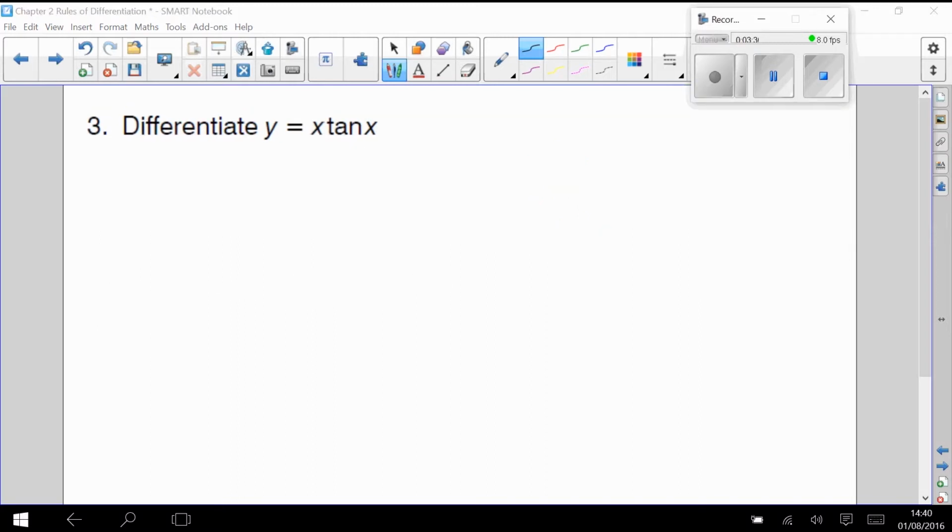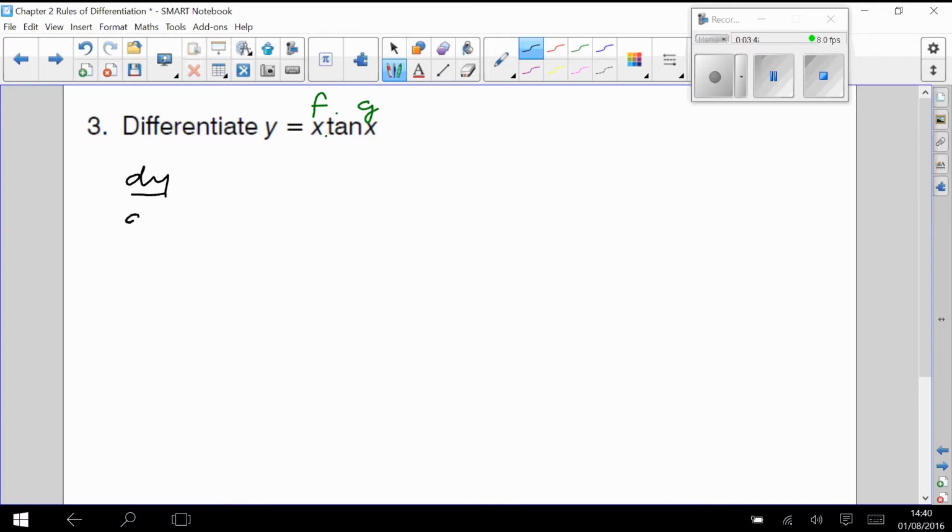Before starting to differentiate this function, I can see that it's a product function. The x is my first function, and tan x is my second function. So I multiply f times g. Using the product rule, I'm going to continue as follows.